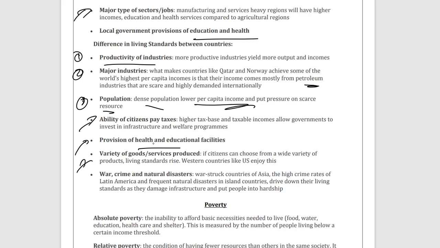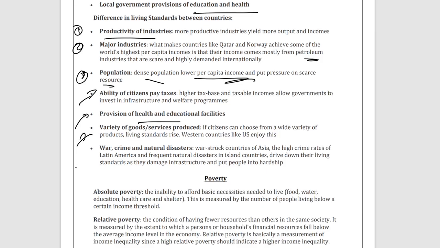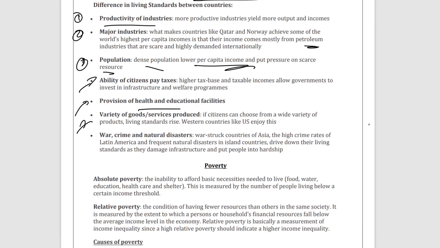And then we have the variety of goods and services produced. If citizens can choose from a wide variety of products, living standards can rise. That point goes along with the point I previously said, meaning you might have the money but not the resource. That means living standards will fall. But if you have a wide variety of products, living standards will rise. The next one is war, crime, and natural disasters. That one is self-explanatory. Some countries can have wars, which means their living standards fall because death rates increase.